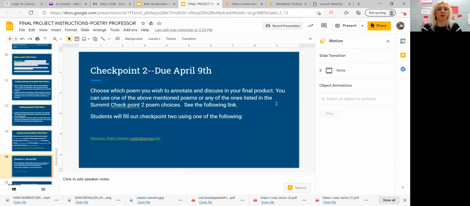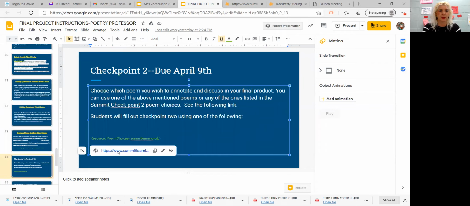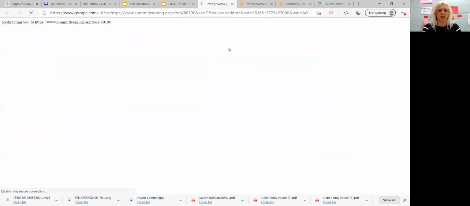Okay, checkpoint two. If we had class time, we would do it all, but I'm trying to just get through all the checkpoints for you to get the main points here. Okay, so checkpoint two, choose your poem. Now how do I get to poem choices? Right here. Here's some poem choices. Click on your link. It'll go here. I'll probably lose you on the stop. I'm going to stop sharing and get you caught back up with me.